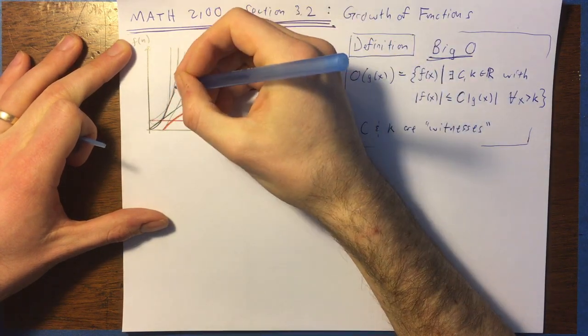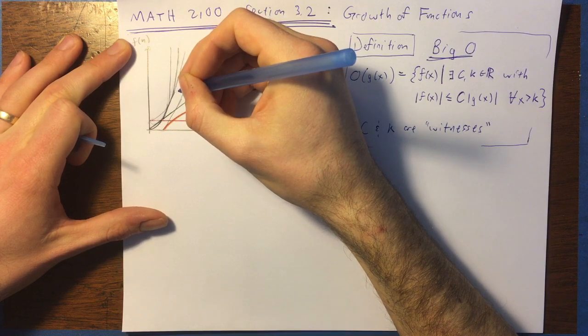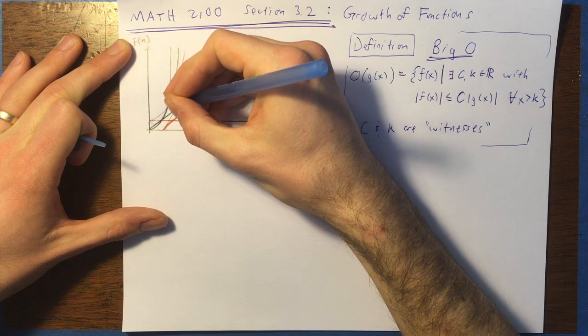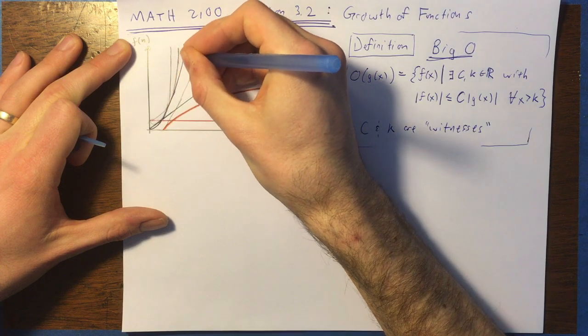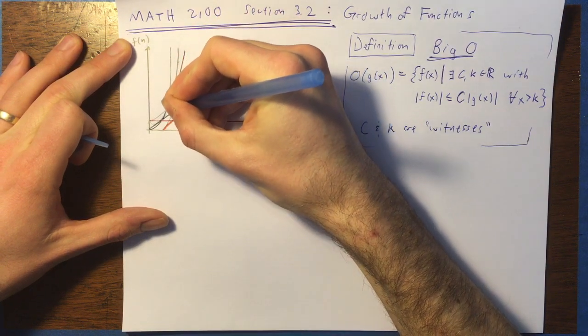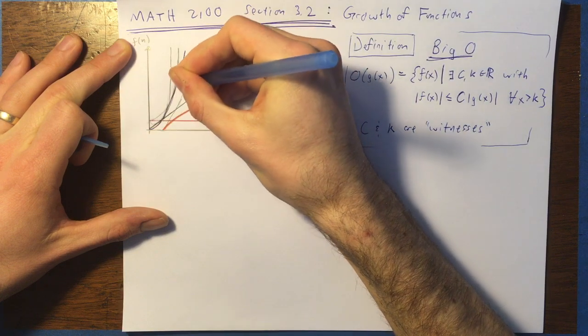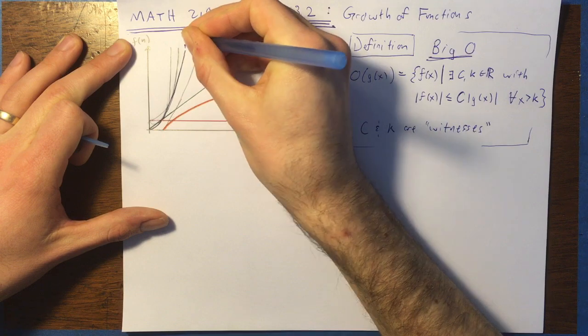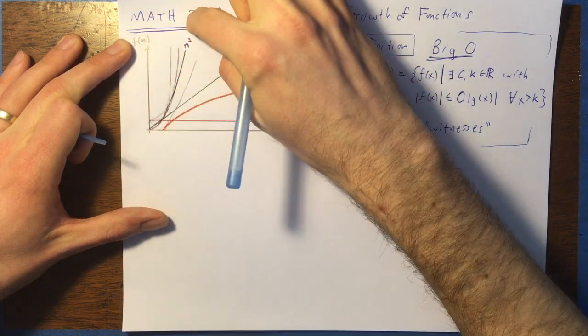Hang on a second, let me get this right. It is this one right here. Yep, that's n squared. Comes up to here, n squared. And n squared definitely grows faster than n, right? N is a straight line, n squared is a parabola.